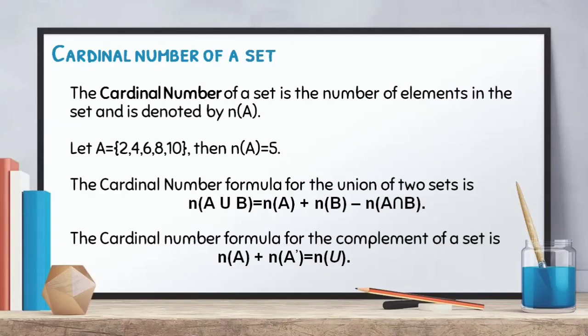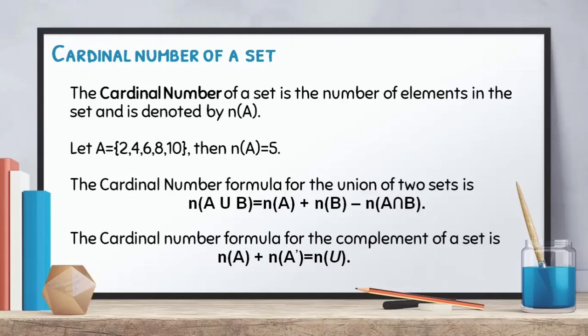Cardinal number of a set. The cardinal number of a set is the number of elements in the set and is denoted by n(A). So you're going to read this as n of A, right? For example, let A equal {2, 4, 6, 8, 10}. Then our n(A), or our cardinal number of set A, is equal to 5. So how are we going to do that? Of course, just count the number of elements of your set and that's it, the cardinal number of our set.